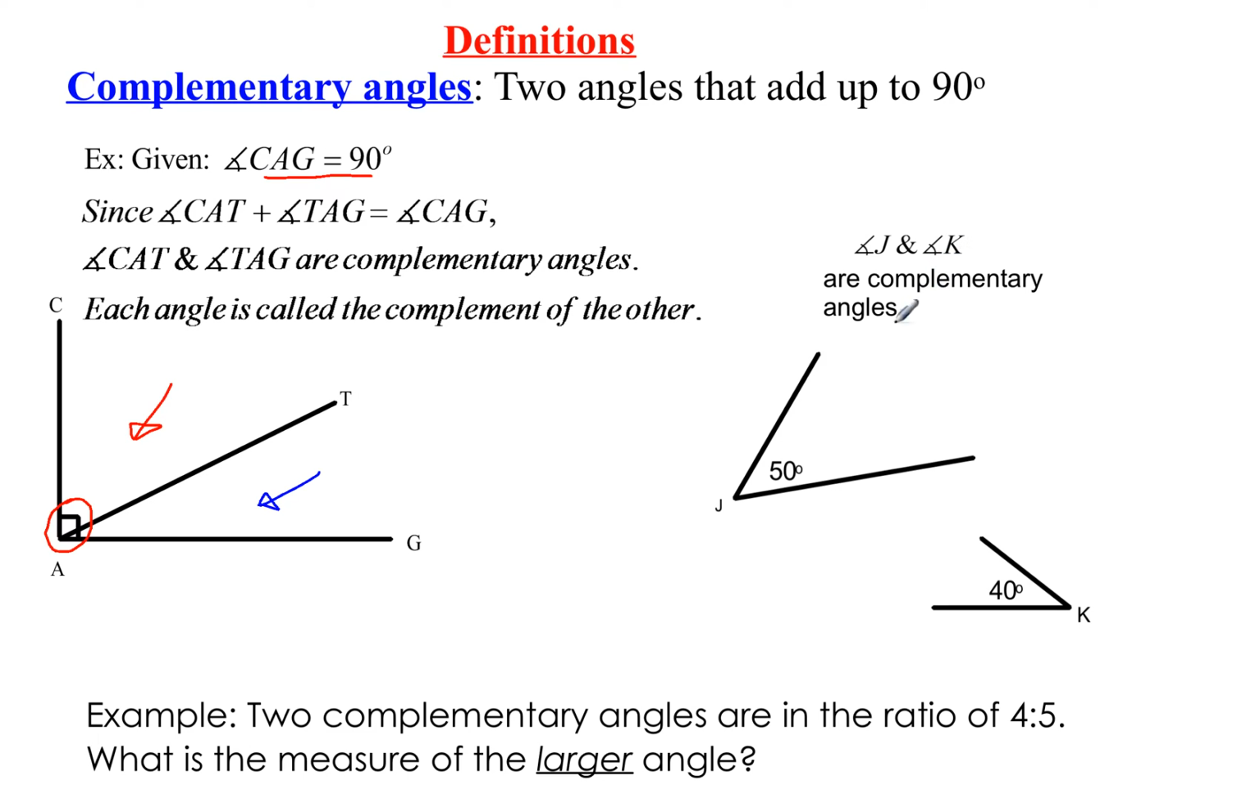Here we have angle J and K. Angle J is equal to 50 degrees. Angle K is equal to 40 degrees. Since the sum of angles J and K is 90 degrees, we say J and K are complementary angles. J is the complement of K, and K is the complement of J.